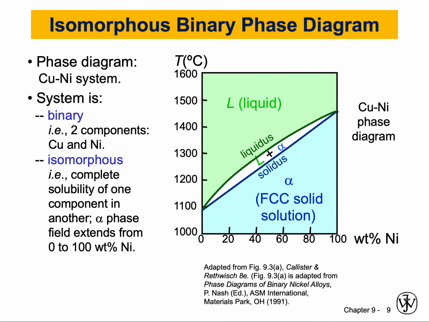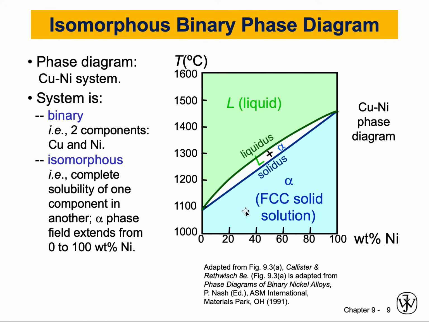One more thing before I finish. If you look at this copper-nickel phase diagram, the one that we showed before, this system is called binary because I have two components, copper and nickel. Also, this system is called isomorphous. Isomorphous. There you go. And what isomorphous means is that it's a complete solubility of one component into the other. And we can relate to this because copper and nickel have the same electronegativity, the same atomic radius, and they have face-centered cube. The crystal of them is face-centered cube. So they're very soluble.